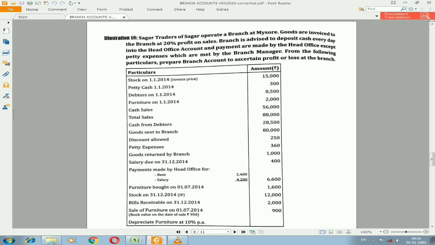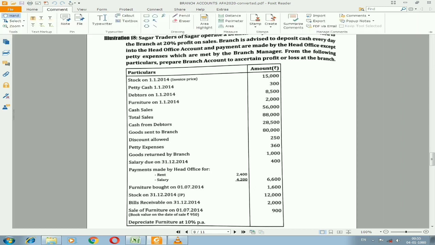Payment made by the head office for rent and salary, so this is the expenditure made by the branch, and for that the head office has sent money, that is for rent and salary. Furniture bought on 1/7/2014, they have also bought furniture. For that the head office will give money. And then stock on 31/12/2014, we have closing stock.